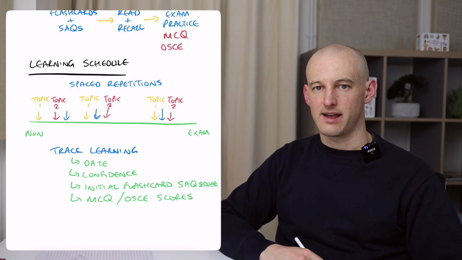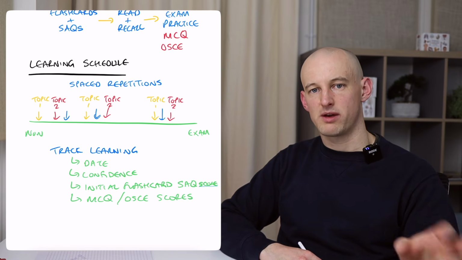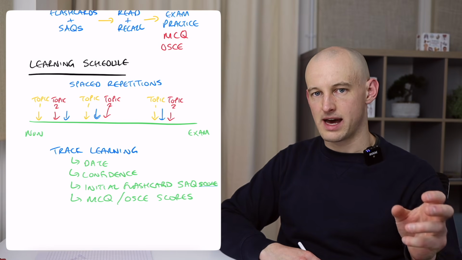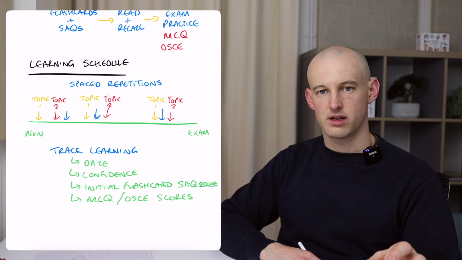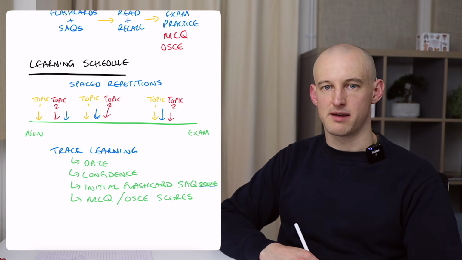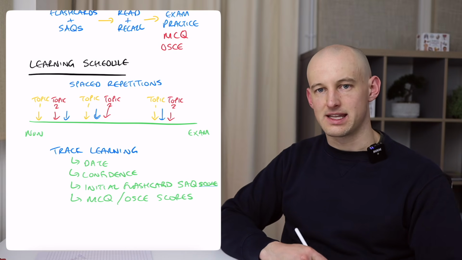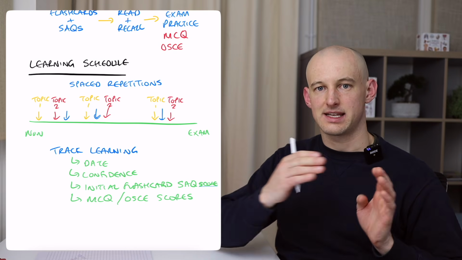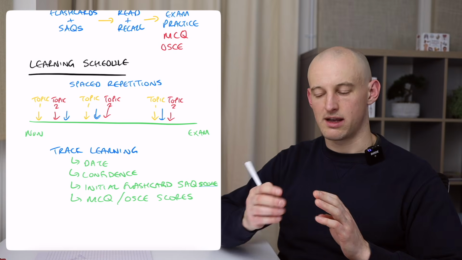So when you're tracking, you can look back and say, I did topic 1 2 weeks ago. I had low confidence. I scored 30% on my flashcards and 60% on my multiple choice questions. And then you can do that again today and see how your confidence and your scores are increasing over time.